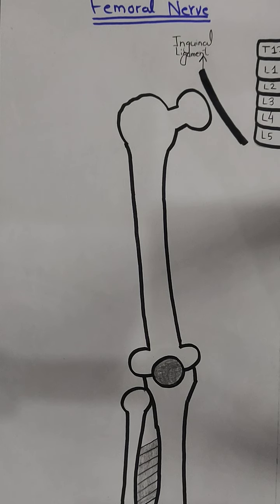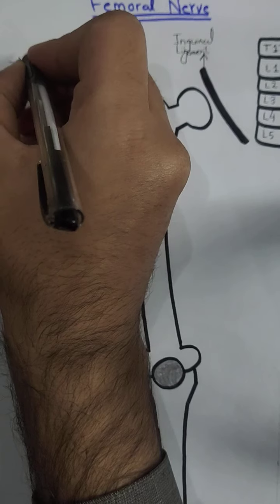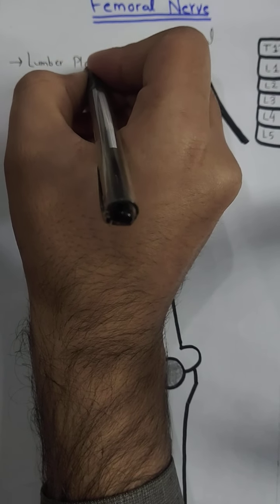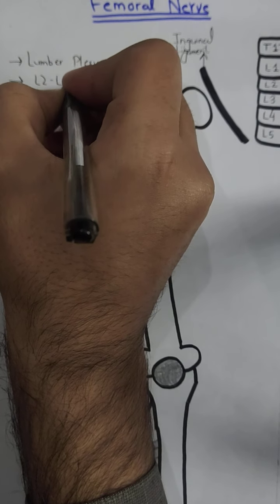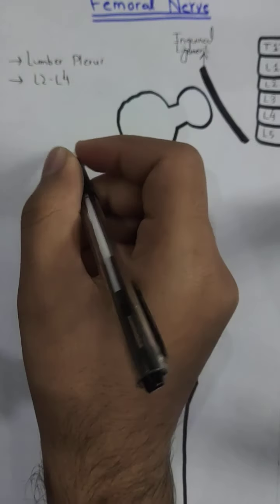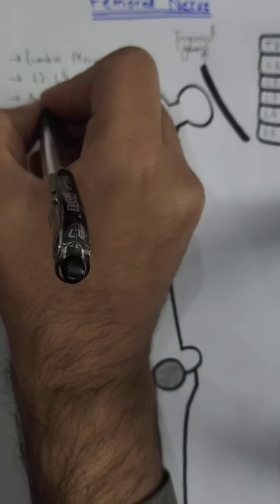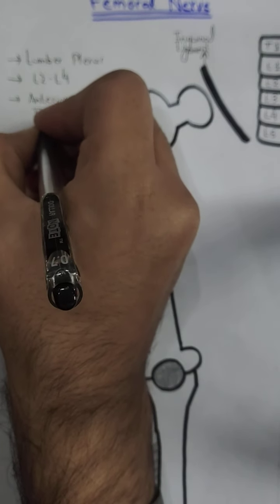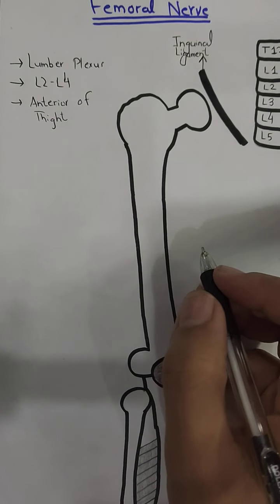So today we are going to discuss the femoral nerve, which is the nerve of the anterior compartment of the thigh. First of all, we will see a brief introduction of this nerve. It arises from the lumbar plexus, and its nerve root value is L2 to L4, second to fourth lumbar vertebra, and it will supply the muscles of the anterior compartment of the thigh. We will also see its cutaneous innervations.